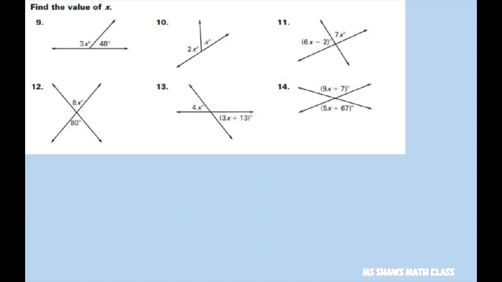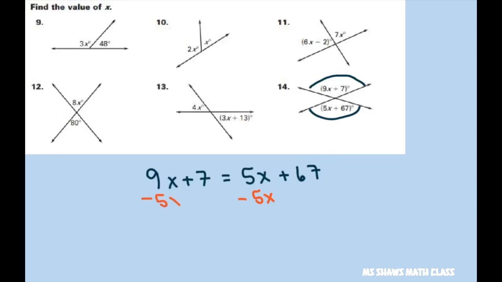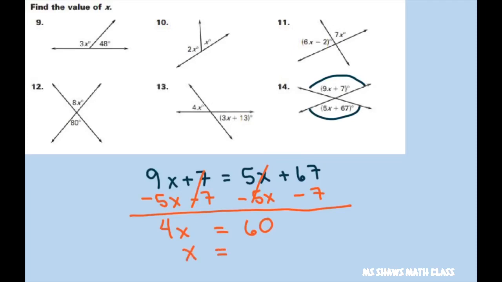And the final one, do the same thing. You set them equal because vertical angles are congruent. So you have 9x plus 7 equals 5x plus 67. I'm going to do multi-step here. I'm going to subtract 5x from both sides of the equation using my subtraction property of equality, and I'm also going to subtract 7. So this gives you 4x equals 60, and clearly x is 15. And that's your final answer.